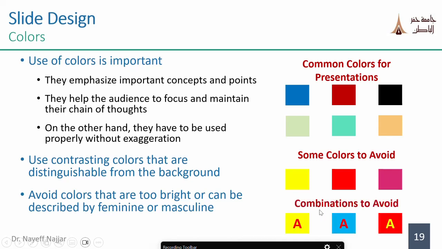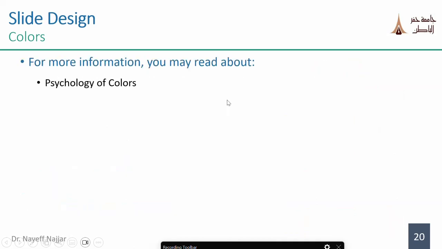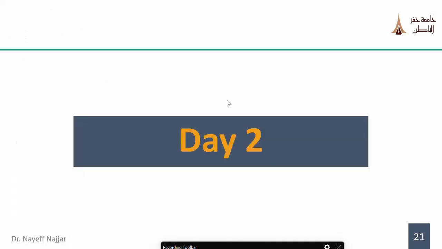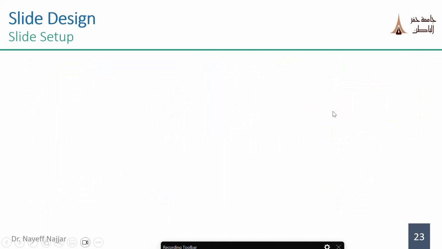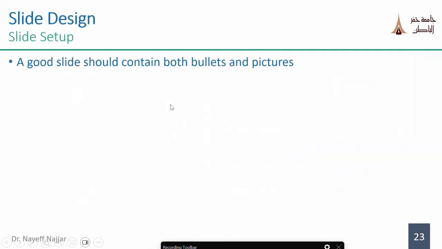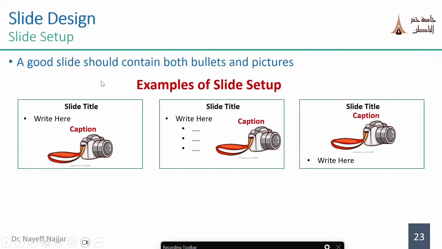Some combinations of colors also do not look good on the screen. So things like red on a black or yellow background, or red on a blue background just don't look very good on screen. So you need to use colors that are consistent with each other. So this is regarding the slide design. There are some more ideas about slide design.